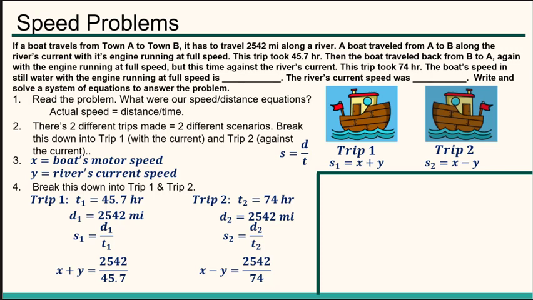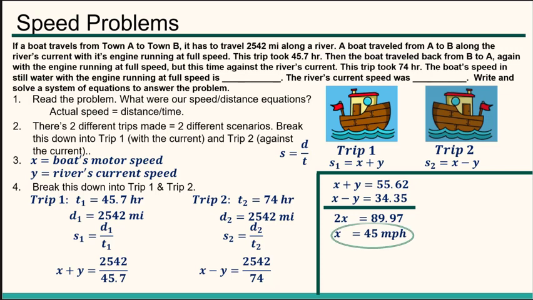Those are perfect. Now I just have x's and y's. I'm going to divide those numbers. When I divided 2,542 by 45.7, I got 55.62, so x plus y is 55.62. I did the same thing for the second one and found that x minus y is 34.35. Now I'm going to add these two equations. Look at how sweet that is. Add that up, you get 2x equals 89.97, basically 90. In other words, x is 45. What was x? It was the boat's motor speed. The boat was going 45 miles an hour.